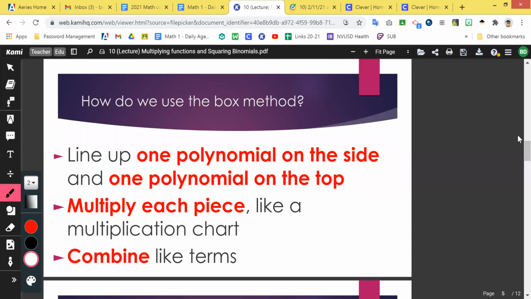So we're going to put one polynomial on the side and one polynomial on the top. We're going to multiply each piece like a multiplication chart, and then we're going to combine like terms at the end, and that will be our final answer. Okay. So we're just going to dive right in. We're going to get into our first example.